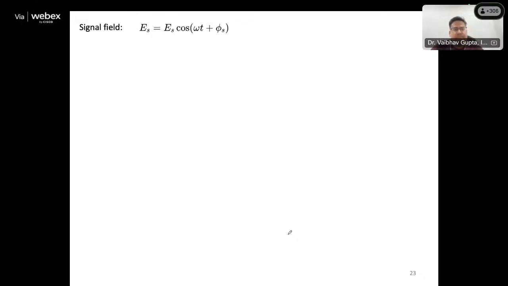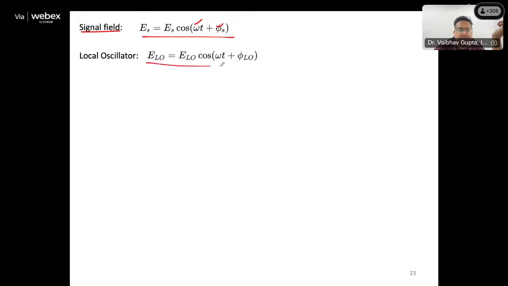But just to explain very simply, for example, you have a signal field. That is very basic in electronics and communication. Let's say you have a signal field which is given by this, where omega is the frequency and phi is the signal phase, and that is the amplitude. And you have a local oscillator which is given something like this. So you have a signal which is low strength, and then you have an oscillator which is resonating at the same frequency. Phase is different, and this E_LO is quite high, right?